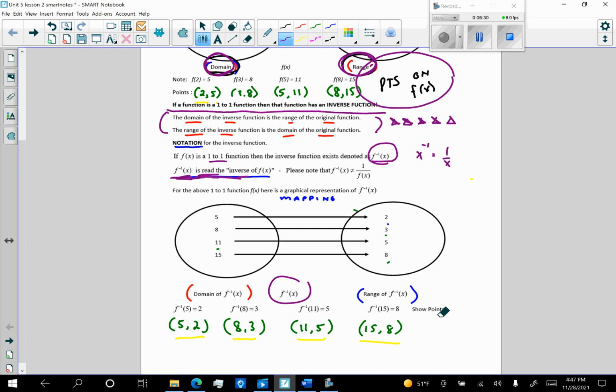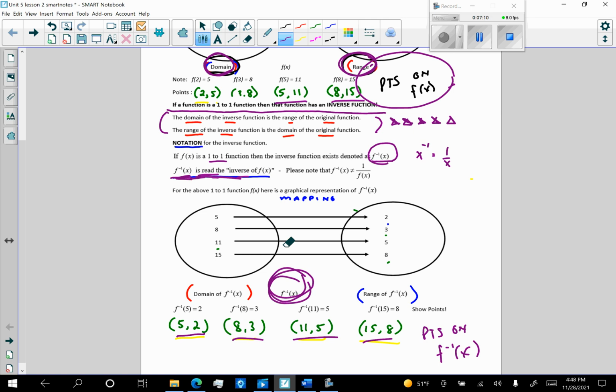Well, here, these are the points on the inverse function. It's pretty easy to straighten. At the beginning of inverse, it's pretty easy. And look at this: (2, 5) becomes (5, 2). (3, 8) becomes (8, 3). (5, 11) becomes (11, 5). And (8, 15) becomes (15, 8). And I can only do that because f of x was a one-to-one function. And since f was a one-to-one function, I can talk about this inverse function.